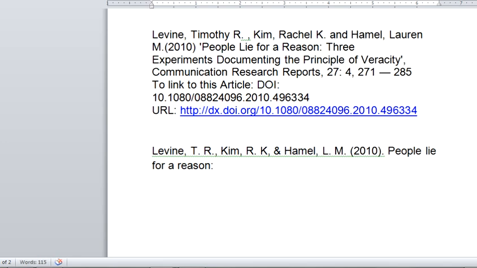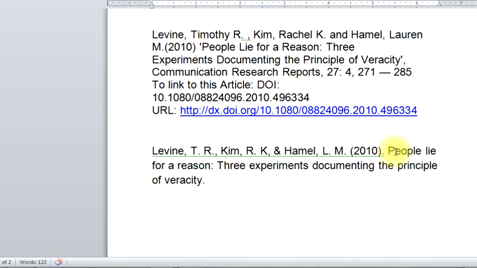Now we have the second title, so this one needs to be capitalized like a sentence. Three experiments documenting the principle of veracity, period.